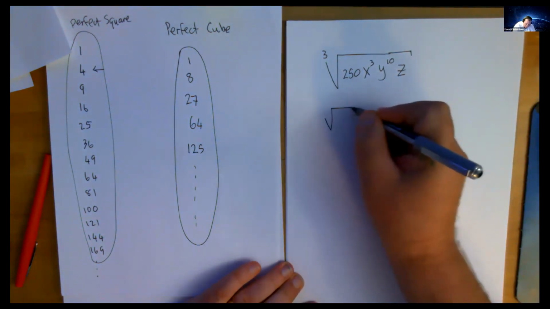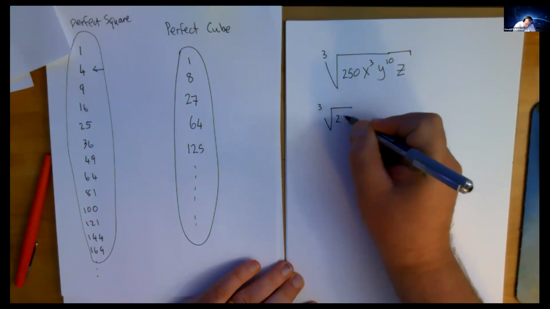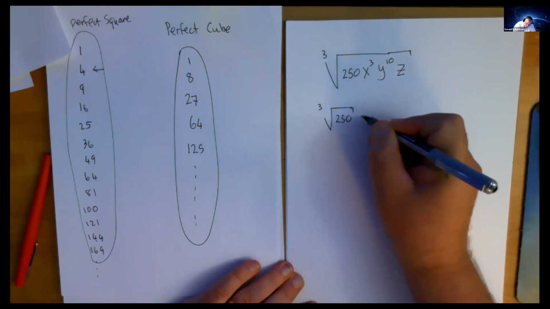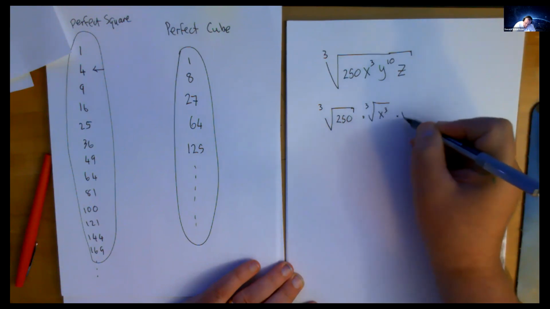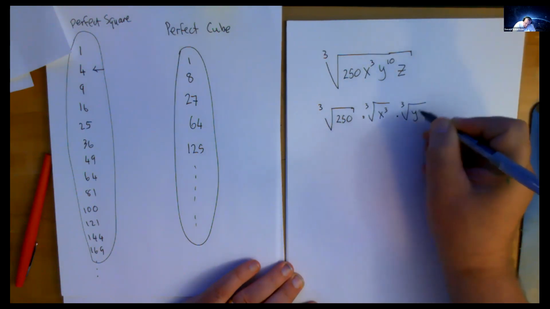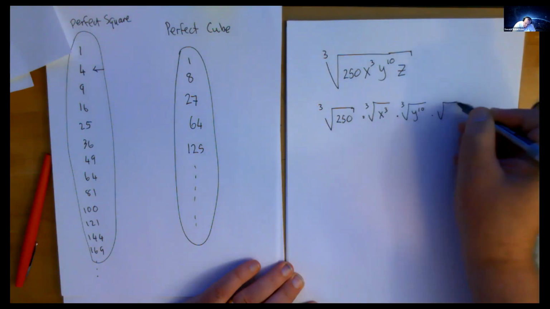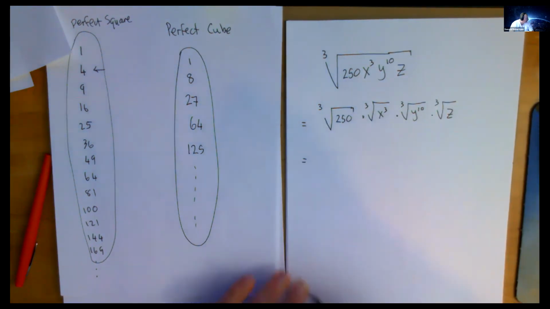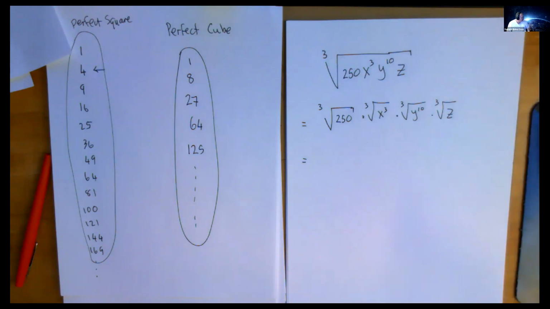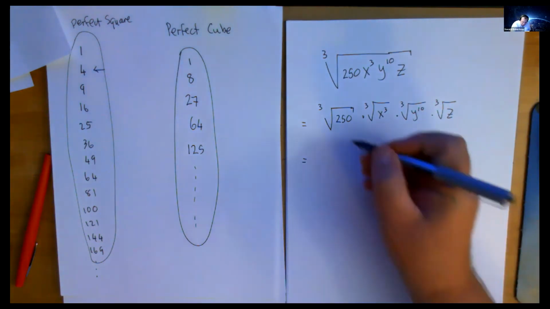Well, I'm going to break it into its component pieces. The cube root of 250, the cube root of x cubed, the cube root of y to the 10, and finally the cube root of z. Isn't it kind of very like the thing we did with the big ugly square root, right? You don't try and do it in one go, you try and break it into manageable chunks and deal with them that way. Okay, so let's start with 250.